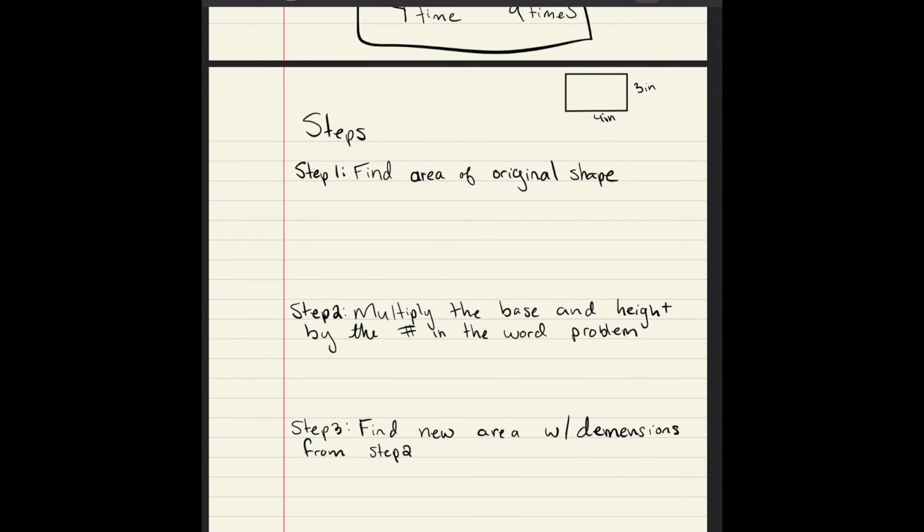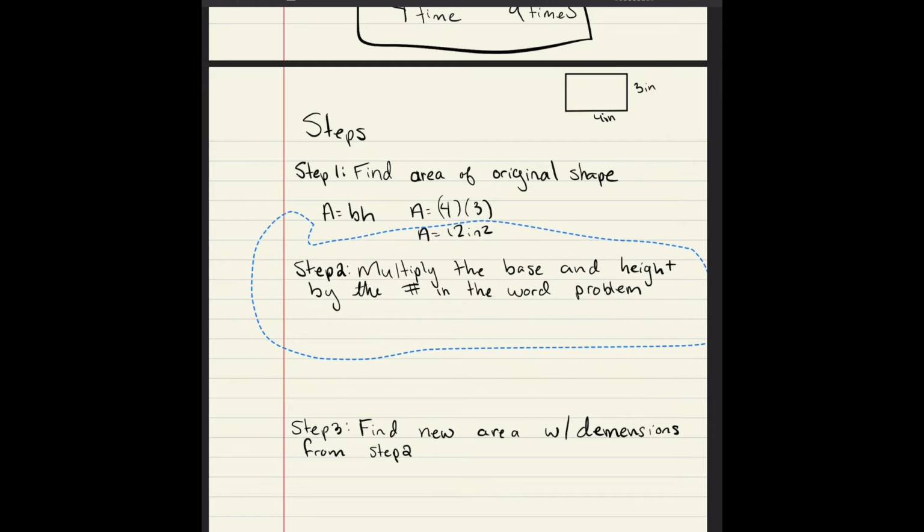All right, let's do our steps to see how to solve. We're going to use the same problem here. So it says find the area of the original shape. So my shape is a rectangle, which is a parallelogram. So I have base times height. And so the area equals 4 times 3. So the area equals 12 inches squared.